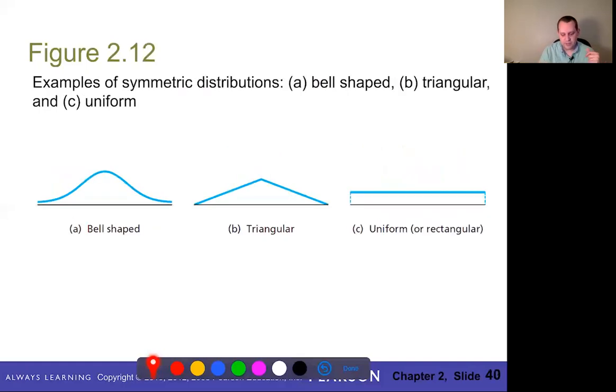And then these are the shapes that I was thinking of. There's the bell-shaped, which is the classic normal distribution shape. There's the triangular distribution, which just makes that triangle, or the uniform or rectangular distribution.